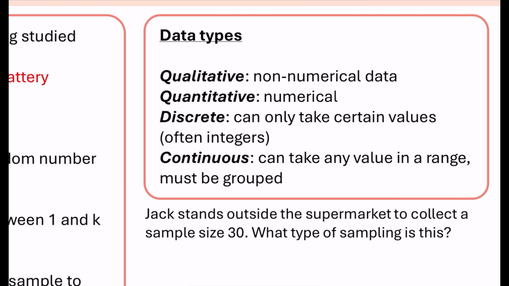So, different data types that we've got here. There is qualitative data. This is non-numerical data, things that are just words, colours, stuff like that. Quantitative data is basically what we're going to be using in A-level maths here. It's just numerical data. And then we have discrete and continuous.